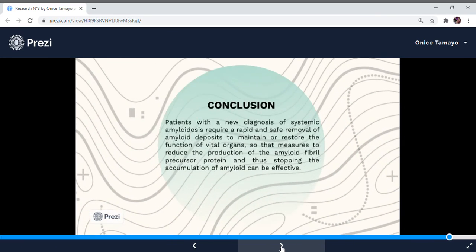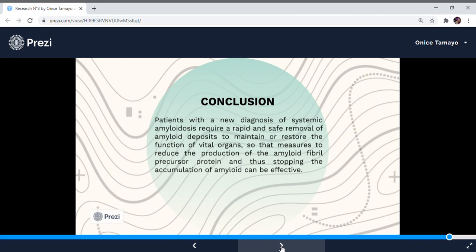In conclusion, patients with a new diagnosis of systemic amyloidosis require a rapid and safe removal of amyloid deposits to maintain or restore the functions of vital organs, so that measures to reduce the production of the amyloid fibril precursor protein and stop the accumulation of amyloid can be effected.